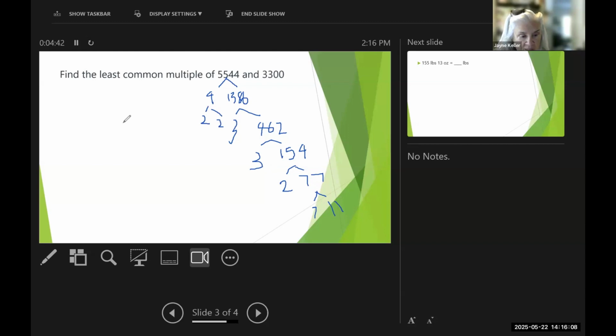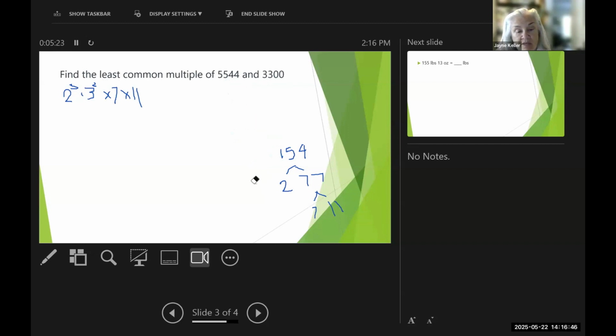Okay, so let's see if I can write that over here. I've got 1, 2, 3 2s, so that's 2 cubed. Ooh, it's ugly. And then I've got 1, 2, 3s, so times 3 squared. And then I've got a 7 and an 11. Okay, and then I'm going to erase this. So 2 cubed times 3 squared times 7 times 11 gives me 5,544.